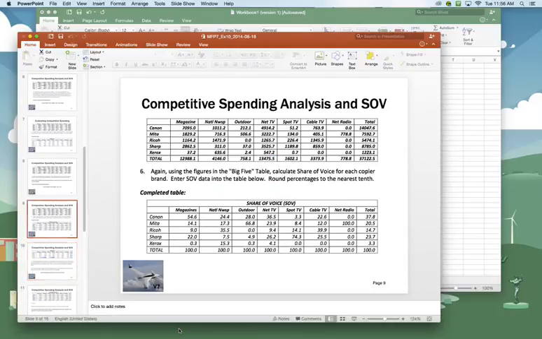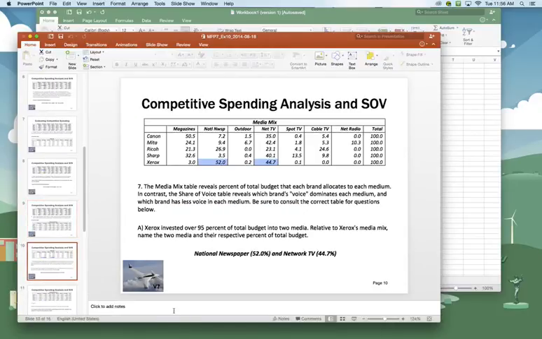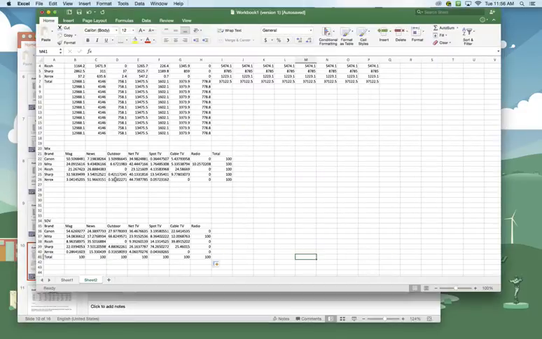So now we're looking at number 7, and they say media mix reveals the percentage of the total budget each brand allocates to a medium, and we're looking at share of voice here. So in this case, we're talking about Xerox. And so where does Xerox spend a lot of their money? Well, we can notice this right here, 52% and 44% within national newspaper and net TV. So they're investing a lot of their budget in these particular areas.